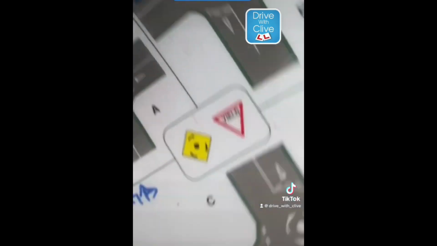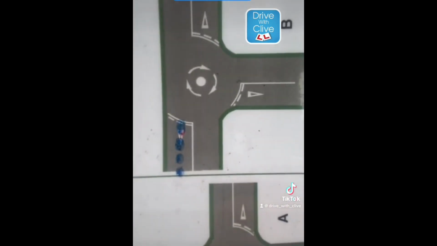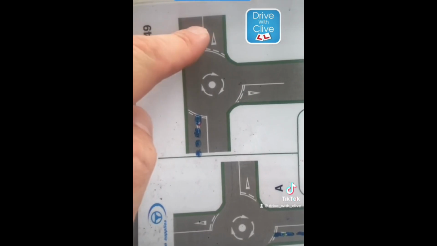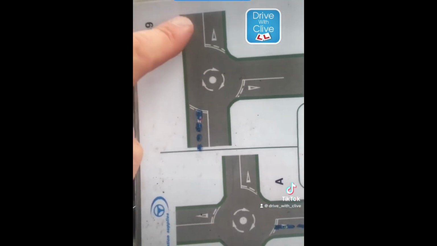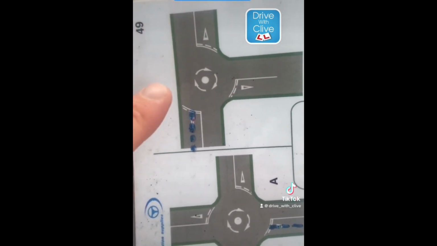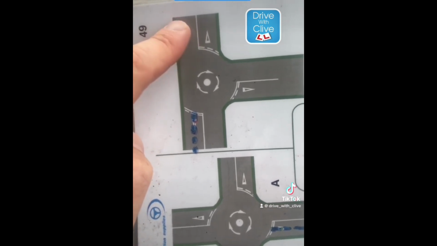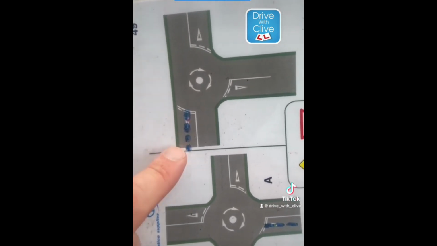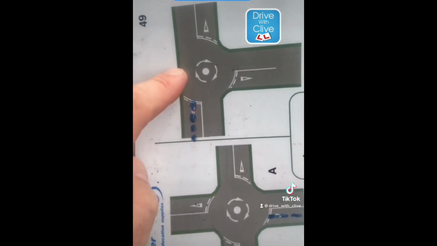And there's another scenario which is quite common as well. The left-hand exit here is missing. So in other words, there's only 3 exits. This is the first exit. Now, if you're taking the first exit, it's at 12 o'clock, so left-hand lane, and you have to signal here on the approach to take the exit.